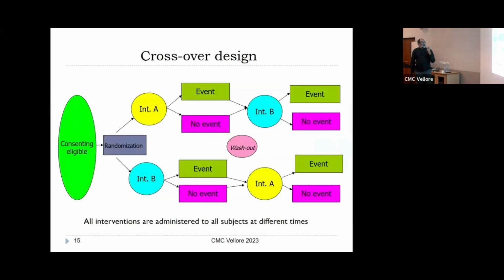Now, many times we have a little bit more complex design. Why would we have a complex design? Well, for multiple reasons. One of those multiple reasons is because it may be difficult to recruit some people because they may think that the intervention A in their mind is better than intervention B.